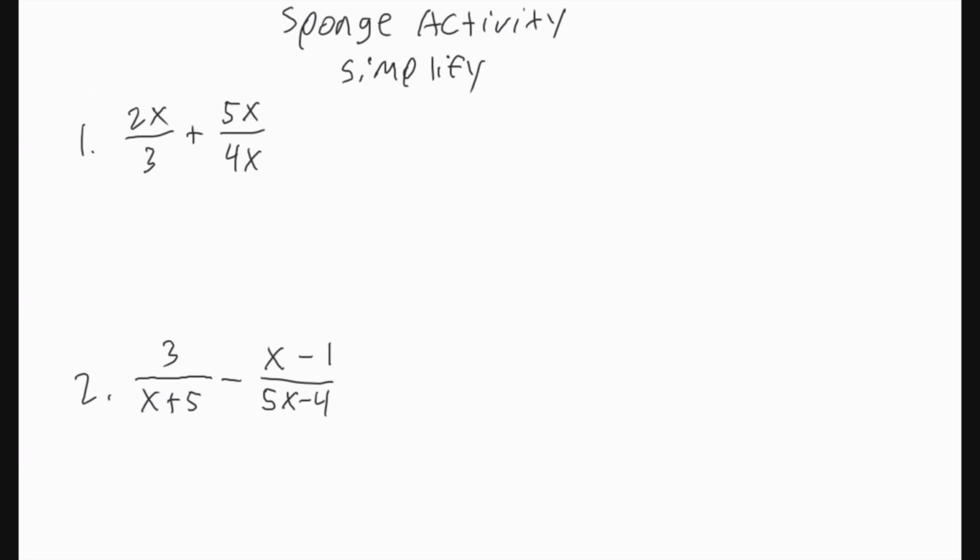All right, and now time for the sponge activity. I want you to simplify by adding and subtracting the rational expressions. Number 1, 2x over 3 plus 5x over 4x. And number 2, 3 over x plus 5 minus x minus 1 over 5x minus 4.